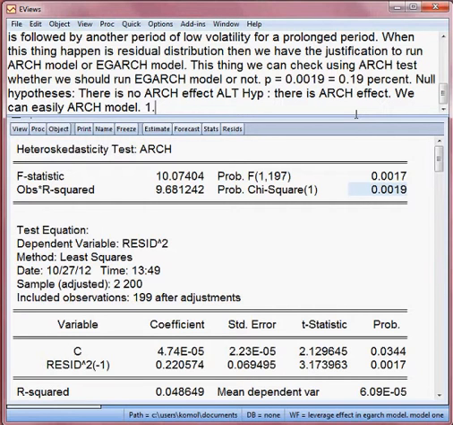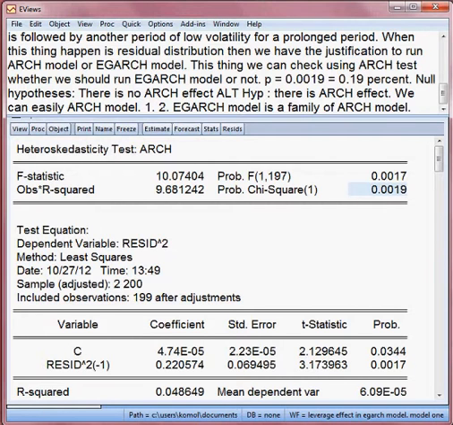And the second condition is, if there is an ARCH effect in the residual, then we should run the ARCH model. And here we have seen that we have ARCH effect, so we should run ARCH model. And EGARCH model, actually, is a family of ARCH model.